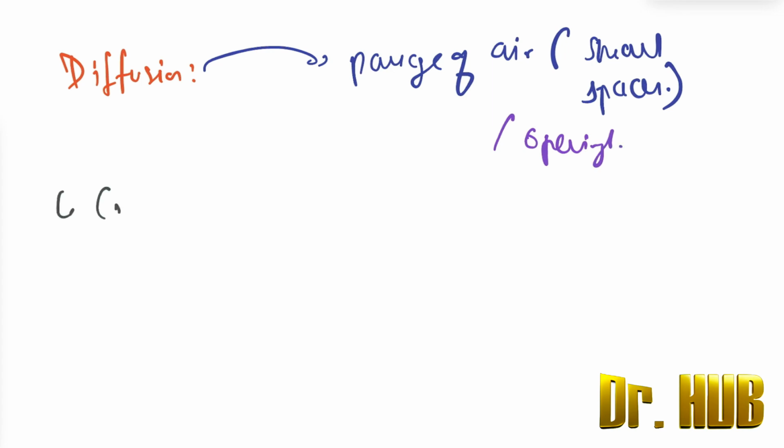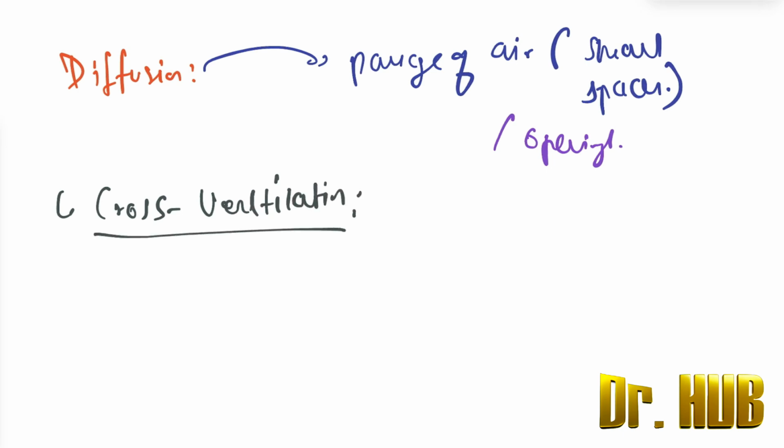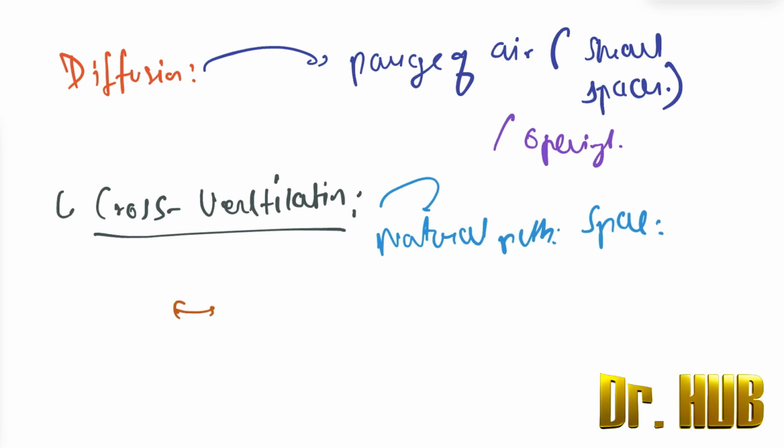Next we have cross ventilation. Cross ventilation is when the air is allowed a natural path through the space by providing openings at appropriate places, like opposite to each other.